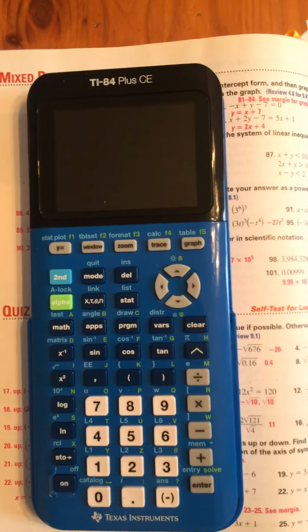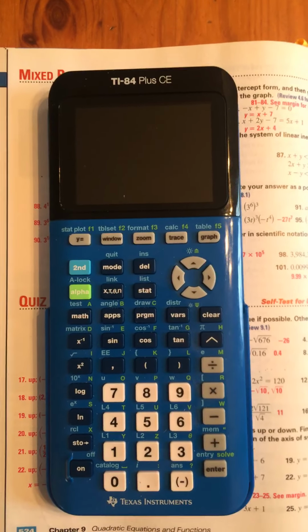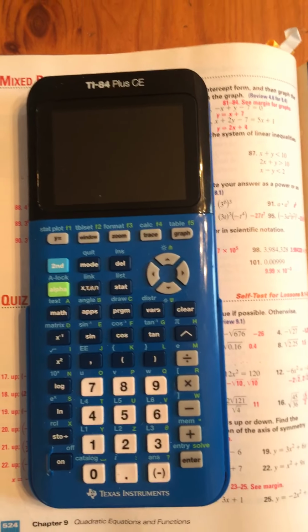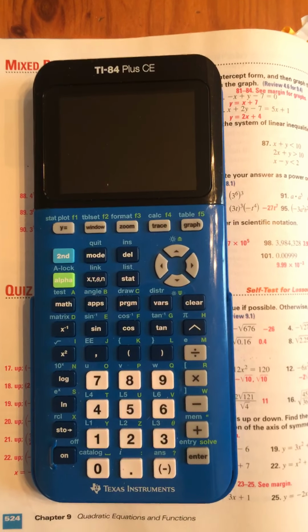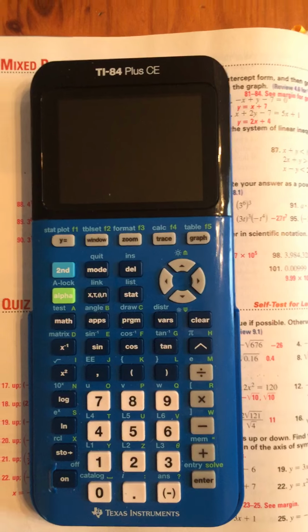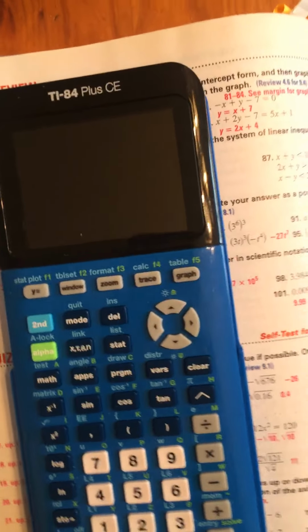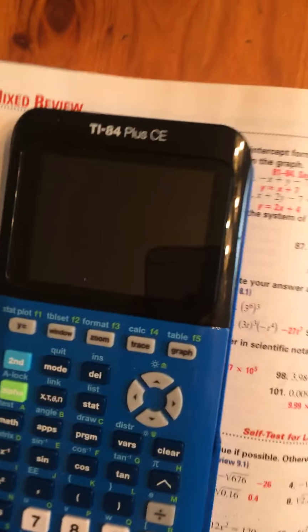And today we're learning how to use our TI-84 graphing calculator to get a quadratic curve from some points. If you're following along with the Algebra 1 class, what you're going to be doing is the calculator lab that's on page 525. Now, you don't have to be taking Algebra 1 or using this book to learn this skill.